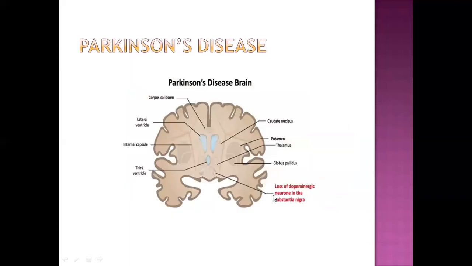Also, Parkinson's disease. This is a more common name that we tend to hear. In Parkinson's disease, there is loss of dopamine. So, loss of dopaminergic neurons in the substantia nigra might lead to a disease called dementia.